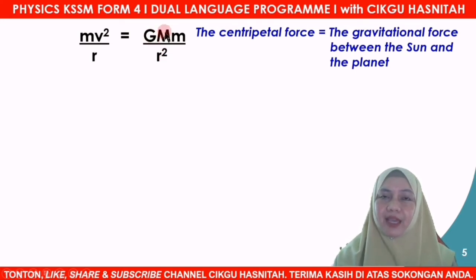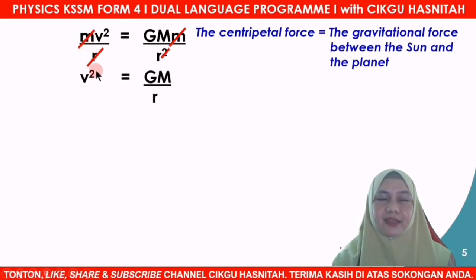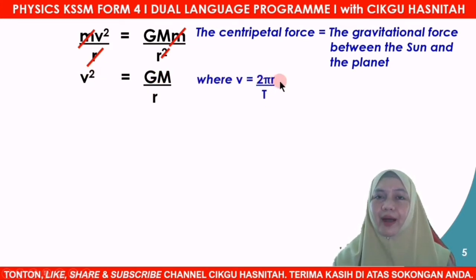The capital M is the mass of the sun, and the small m is the mass of the planet which is orbiting the sun. All right, so from here we can cancel both sides with m and r, and this is what it will become, v squared equals GM divide r. Okay, and then from here this v can be substituted with 2 pi r divide T. Do you remember what this equation is for? Very good, it is linear speed. Linear speed is 2 pi r divide T.